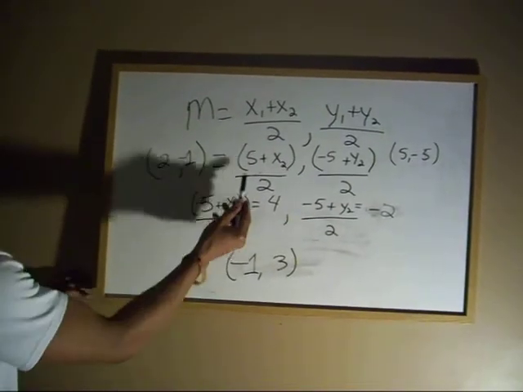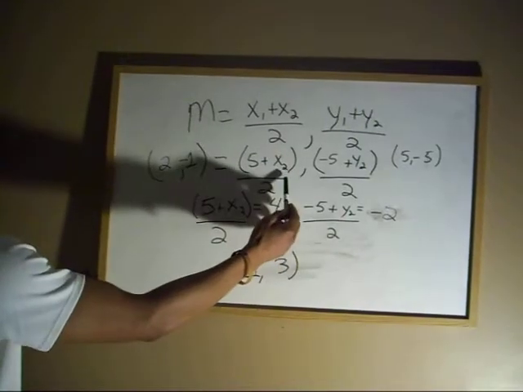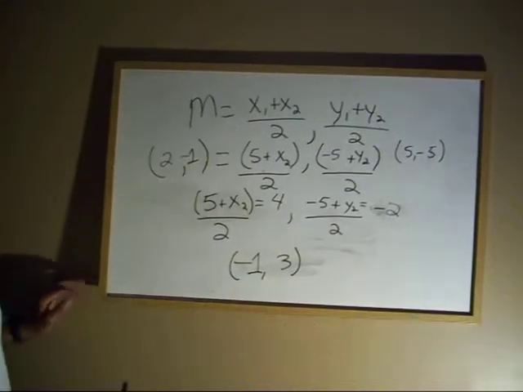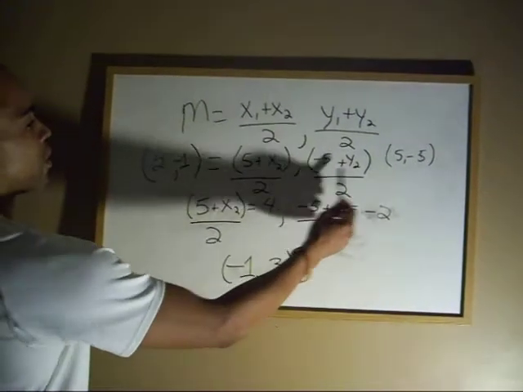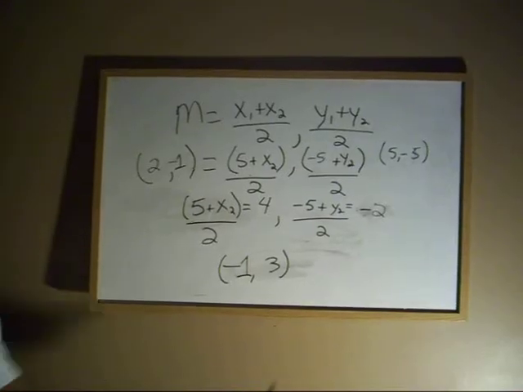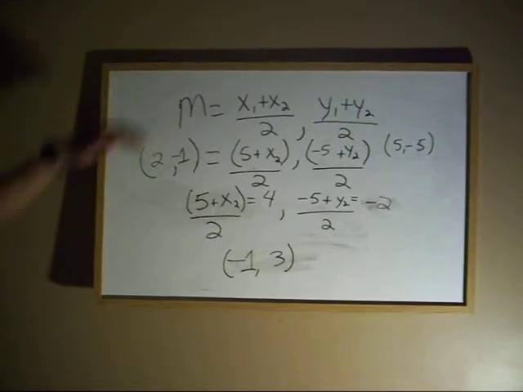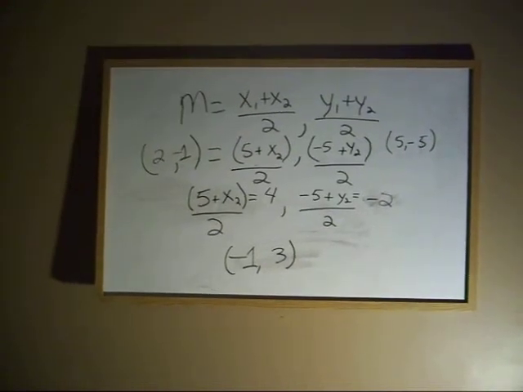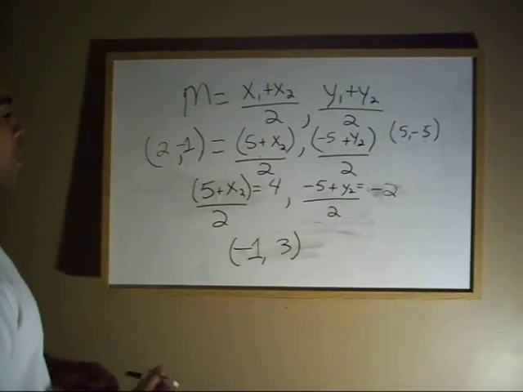I plugged in our 5 here for x1, which is located here. x2, which is unknown, divided by 2. Same situation on the y: we have our negative 5 here for y1, and y2, which we don't know yet, divided by 2. Now, to find the midpoint, we have to divide by 2. But in order to find the endpoint, we're going to multiply. So we're going to take our formula.